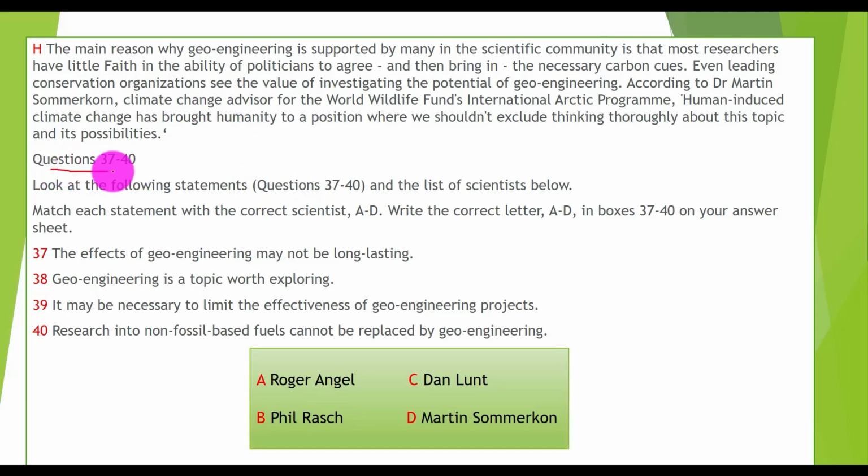Okay, now let's go to our questions. Let's read our instructions. Question 37 to 40. Look at the following statements and the list of scientists below. Match each statement with the correct scientist A to D. Write the correct letter A to D in boxes 37 to 40 on your answer sheet. The first thing we're going to do is to select our keywords for questions 37 to 40.